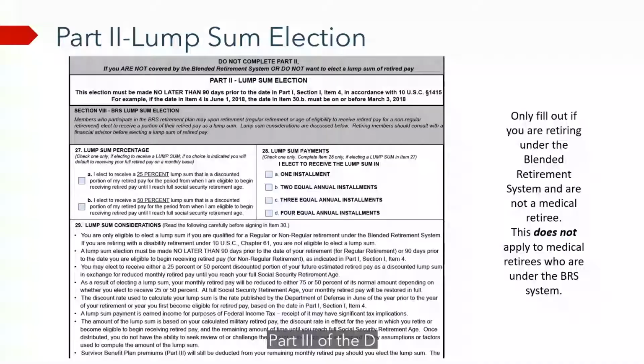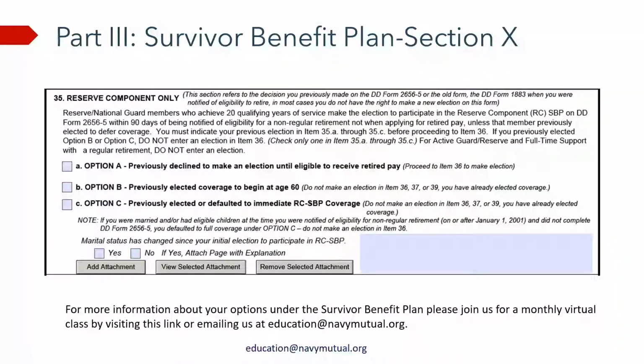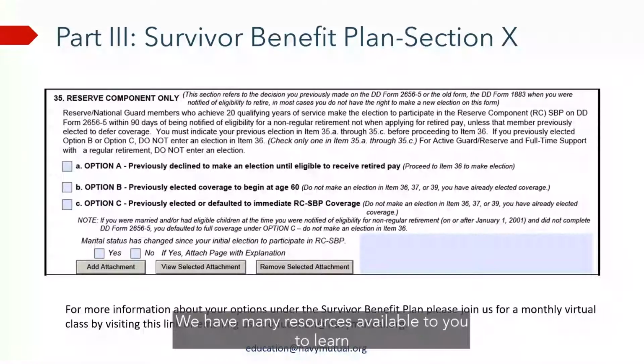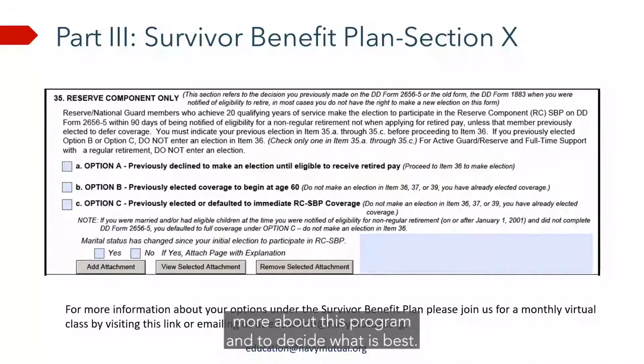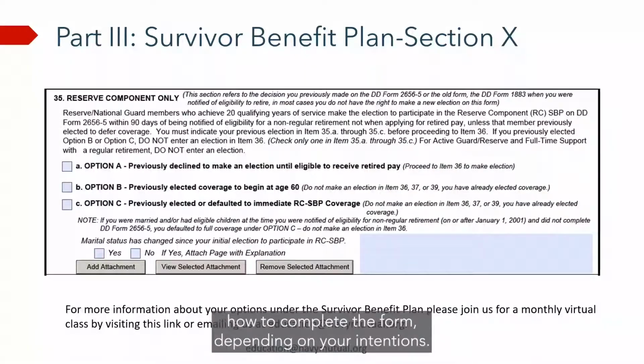Part 3 of the DD-2656 relates to the survivor benefit plan. Please understand that we are not using this webinar to explain the survivor benefit plan. We have many resources available to you to learn more about this program and to decide what is best. This seminar is simply explaining how to complete the form depending on your intentions.